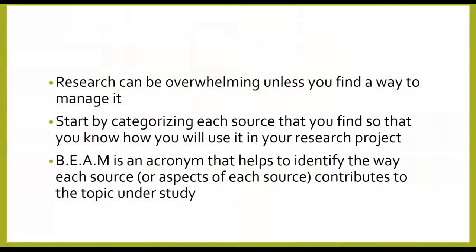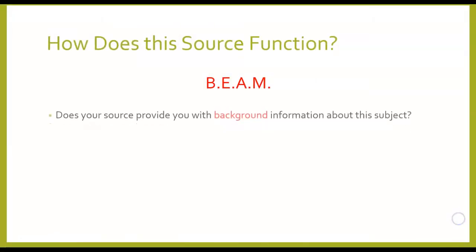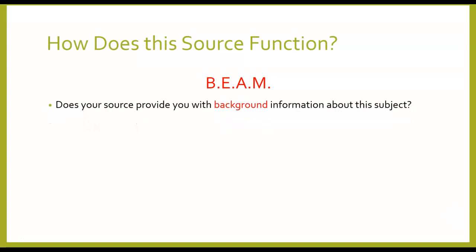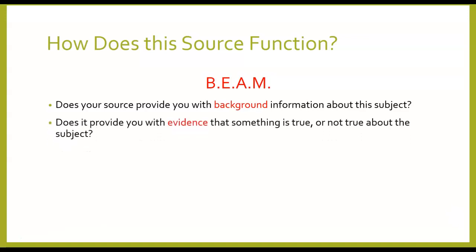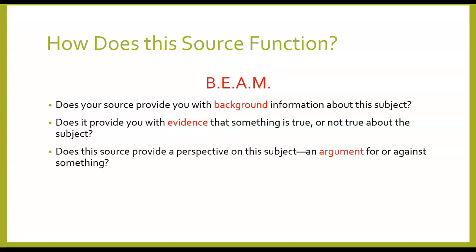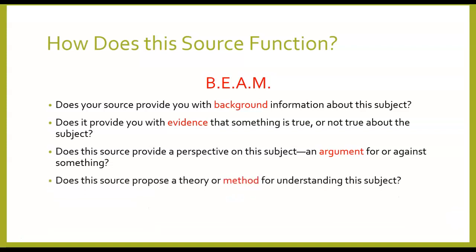Now, research can be overwhelming unless you find a way to manage it. Start by categorizing each source that you find so that you know how you will use it in your research project. BEAM is an acronym that helps to identify the way each source or aspects of each source contributes to the topic under study. Does your source provide you with background information about this subject? Does it provide you with evidence that something is true or not true about the subject? Does this source provide you a perspective on this subject, an argument for or against something? Does this source propose a theory or method for understanding this subject?